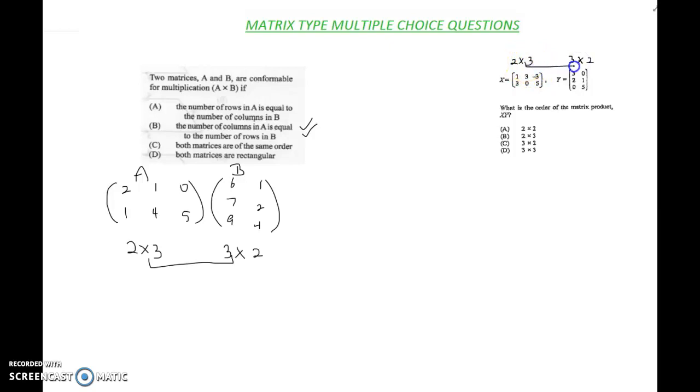So yes, the two numbers inside let us know if the two matrices could be multiplied. Remember I said the numbers on the outside tell us what would be the order of the resultant matrix. So it would actually be a 2 by 2, which is A, right? Now, what if you didn't remember this for exams? What are you going to do? Well, what you could do, which I will show you now, is 1, 3, 3, 0.